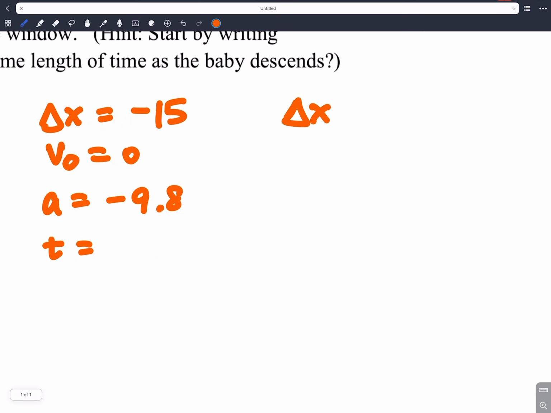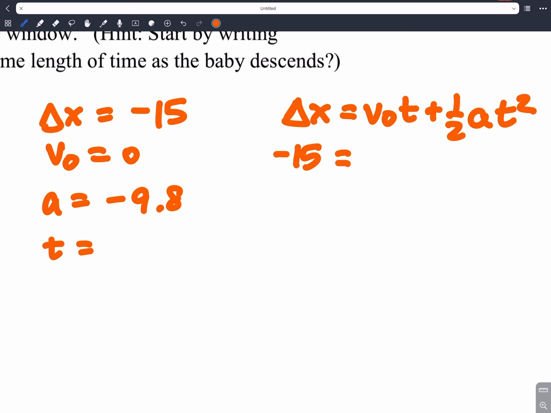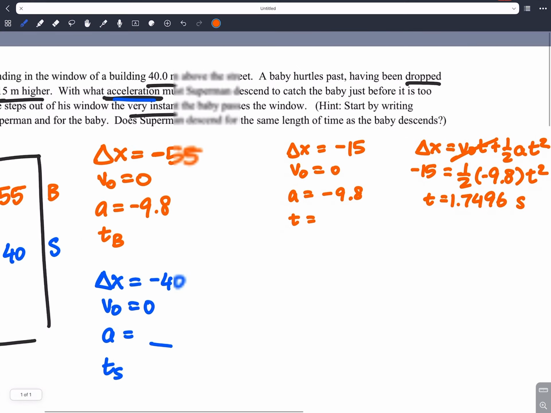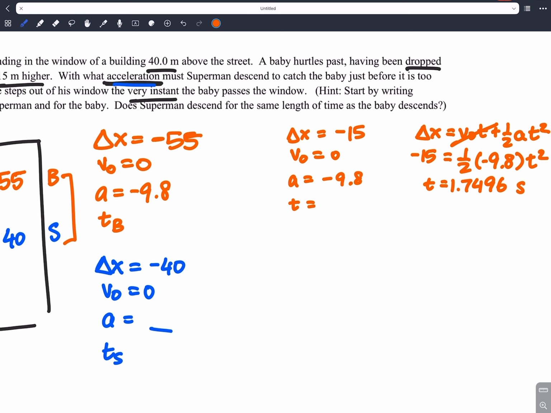So our kinematics formula, change in x equals V0 t plus half a t squared: negative 15 equals, initial velocity is 0, so this entire thing is basically 0, so we're left with half a t squared. So time is 1.7496 seconds. This is the time for this distance for the baby.